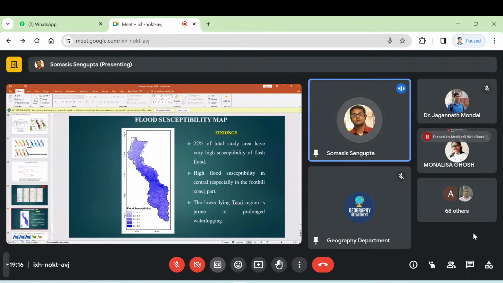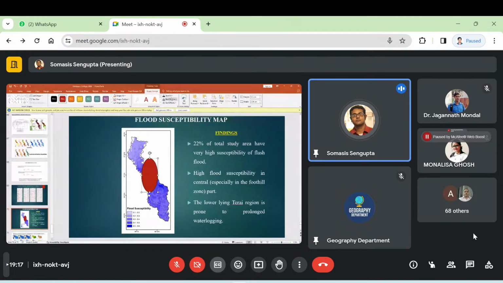And finally, on their weightages, we found the final flood susceptibility map of the Torsha basin of India and Bangladesh. We saw that 22% of the area is very highly flood susceptible, and we find an area that is this part. This is the foothill zone, where the flood susceptibility is high.